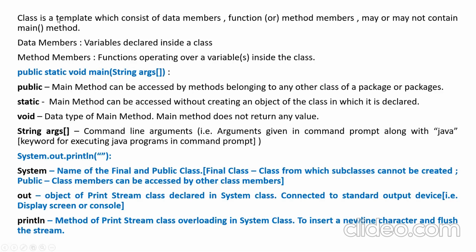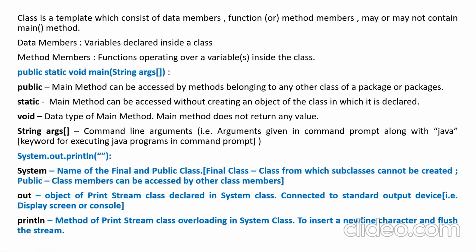A class is nothing but a template which consists of data members and functions. Another name for function is method. It may or may not contain a main method. A Java program can have multiple classes. Only the class which is having the main method must be used. Only the class name which is having the main method must be used for saving the Java file.